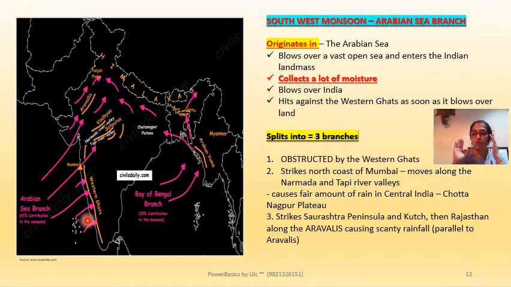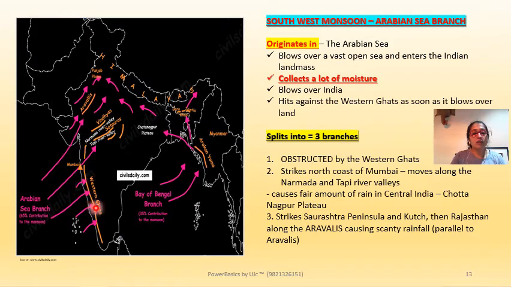So now when you speak of the southwest monsoon in this whole chapter, this whole presentation, you have to talk about which branch of it, and it is the Arabian Sea branch. Now the southwest monsoon Arabian Sea branch collects a lot of moisture, blows over India, and hits against the Western Ghats here. As soon as it reaches land, it hits the Western Ghats. And we get rain in Mumbai. It splits into 3 branches.